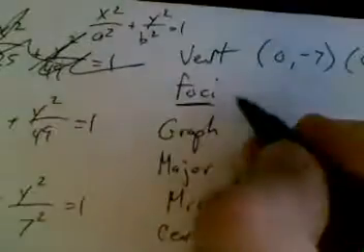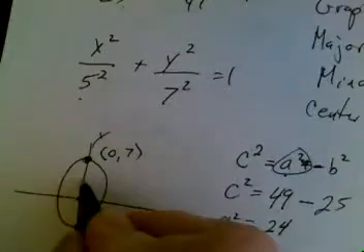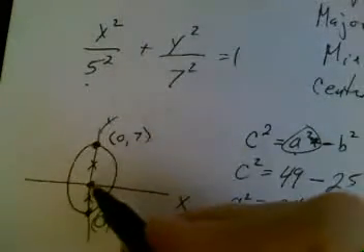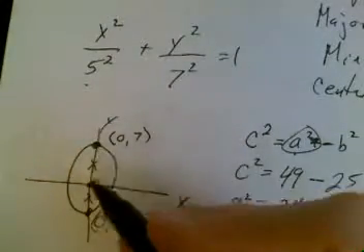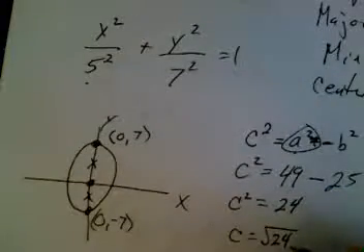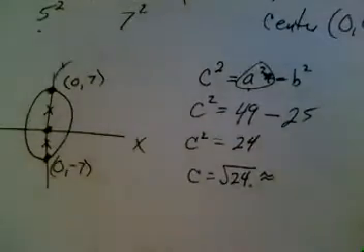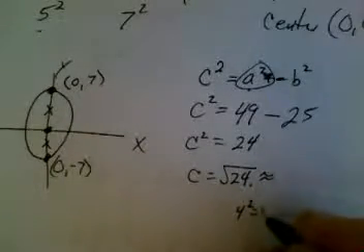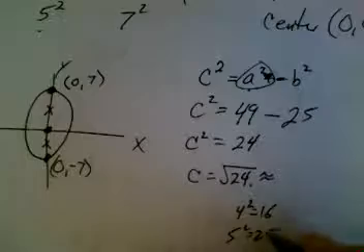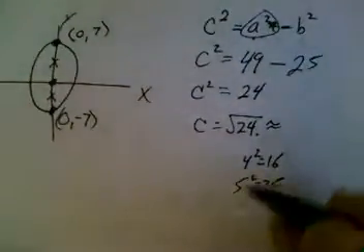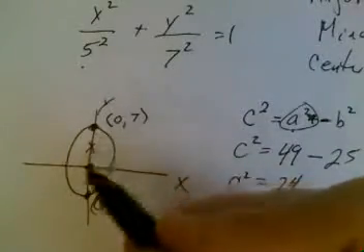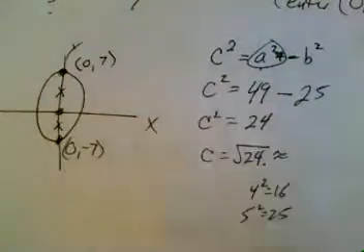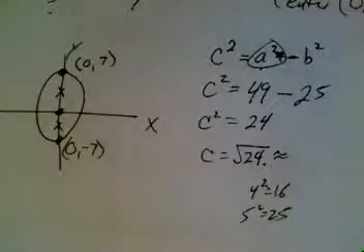Where are my foci? My foci should be vertically up and down from the center, between the vertex and the center. So it should be here. The square root of 24 would be between 4 and 5, since 4 squared is 16 and 5 squared is 25. That's between 0 and 7, so it does make sense for this point to be between those two. That's a way to check it to make sure I didn't make any mistakes.